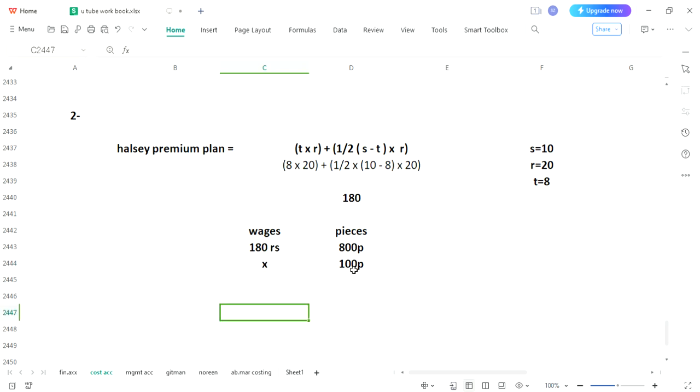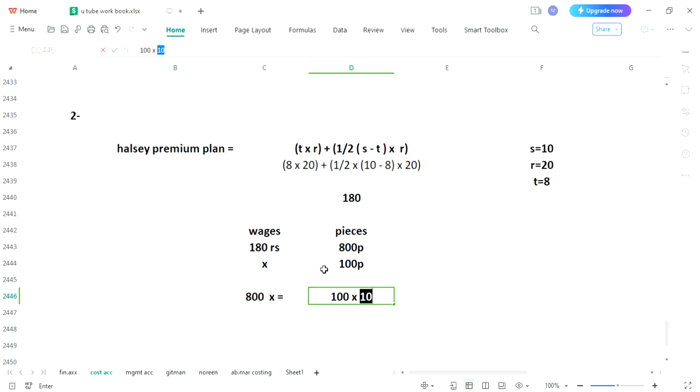Now we will use simple cross multiplication. But before that, please understand the question. For 800 pieces, he is receiving 180 rupees. For 100 pieces, how much amount would be received? Cross multiplication, 800 would be multiplied with x, and on the right side 100 would be multiplied with 180. Next step, we can calculate this.